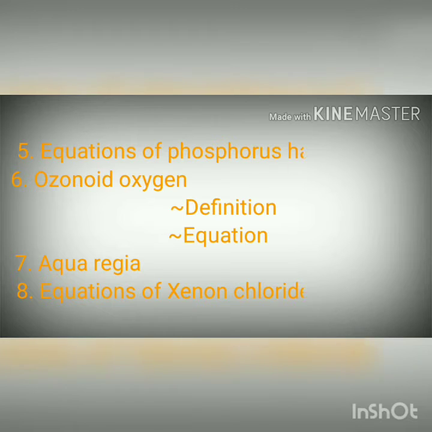Next we have equations of phosphorus halides. We have many equations in this chapter, but the very important equations are the phosphorus halide equations. I hope you have 3 to 5 equations, so it won't be so difficult to remember 5 equations. Next, coming to ozonoid oxygen, here they can ask you the definition or the equation. The equation is very simple here.